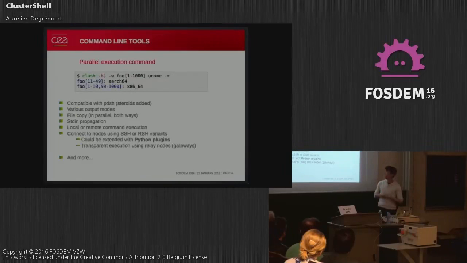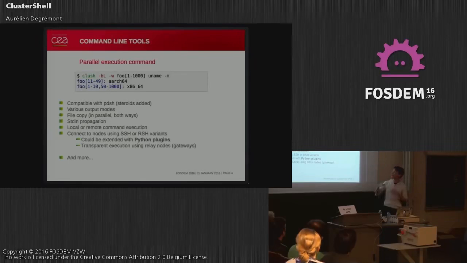The second example is Clush. Clush is the main tool for this. It's similar to pdsh for those who know it, with many more features. So it can do a lot more, but it's very similar to make for an easy transition. It's based on SSH, but we also support RSH variants, and it can be extended with Python plugins.